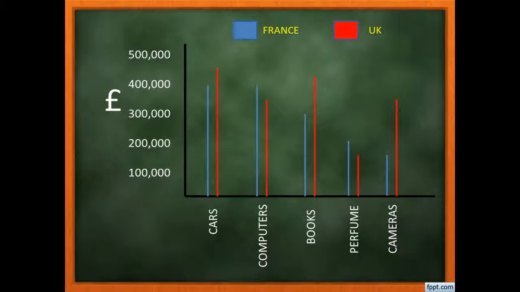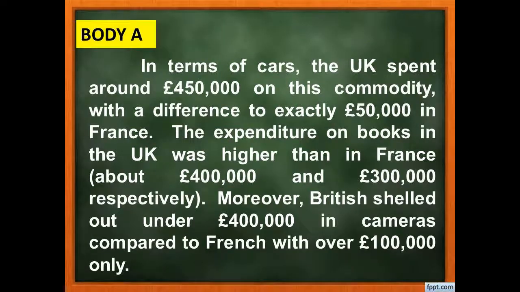Under computers, is the UK higher than France? No. Under books, yes. Perfume? No. Cameras? Yes. Therefore, in our body A, we're going to talk about cars, books, and cameras. So, this is what our body A looks like. In terms of cars, the UK spent around £450,000 sterling on this commodity, with a difference of exactly £50,000 sterling from France. The expenditure on books in the UK was higher than in France, about £400,000 sterling and £300,000 sterling respectively. Moreover, the British shelled out under £400,000 sterling on cameras compared to the French with over £100,000 sterling only.